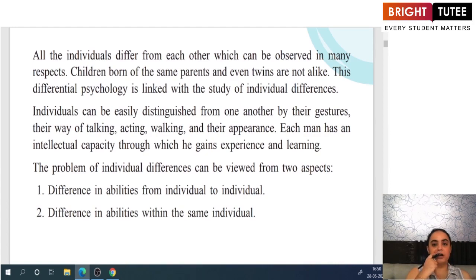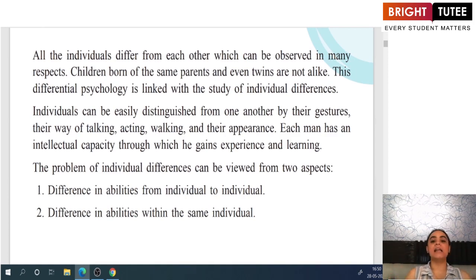Even children who are born as twins might look the same to some extent, but their behavioral pattern and their intelligence level are going to be different for sure. And therefore, it is a very important part of psychology, which talks about the study of individual differences. Now, individuals can be differentiated from one another on the basis of their gestures. How do they react in some situation? How do they talk to people? How do they act? How do they walk? How do they look? How do they behave? And so on and so forth.